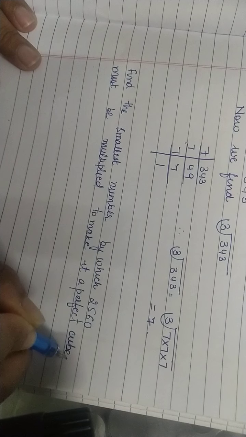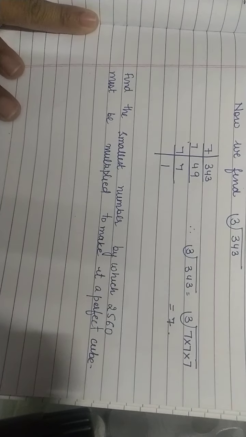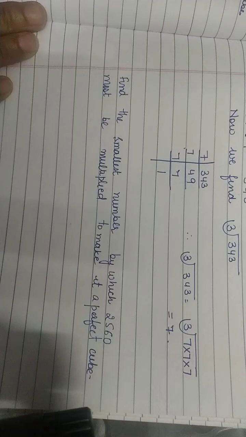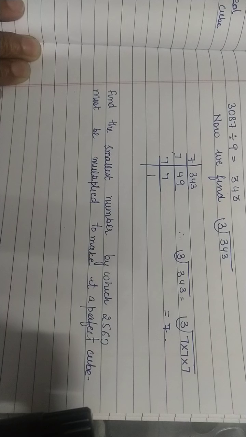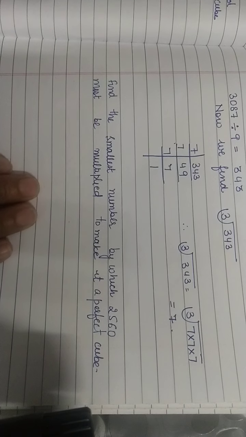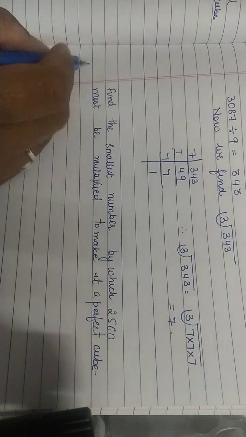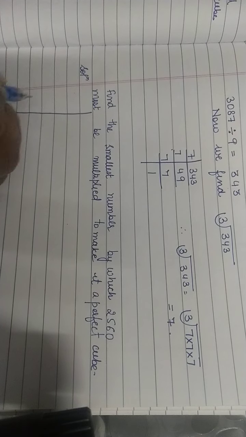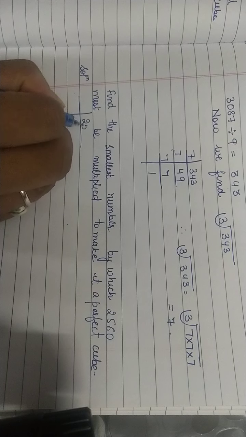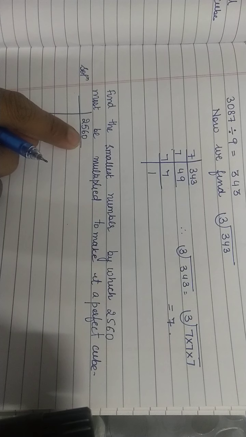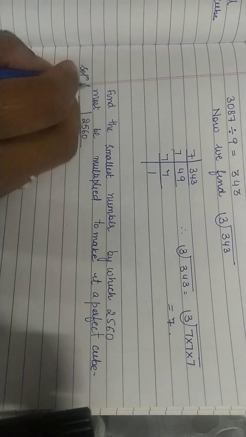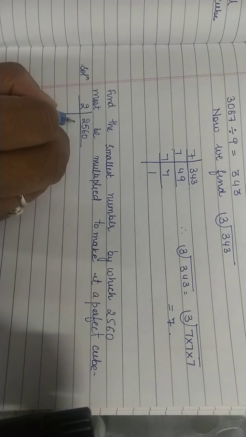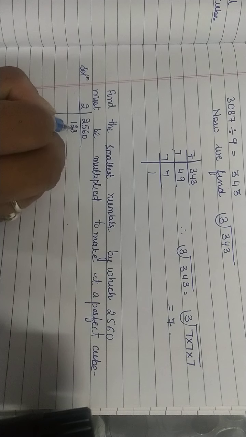Children, as we have discussed yesterday about perfect cubes, I am sure that you might remember, where the pairing is complete, that is a perfect cube. So we have to check first of all if it is a perfect cube or not. So for the solution, we are going to find the prime factors of 2560. Now since it is an even number, I'll be dividing it with 2, and what do I get there?